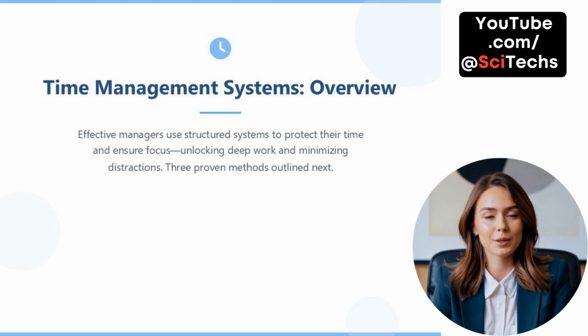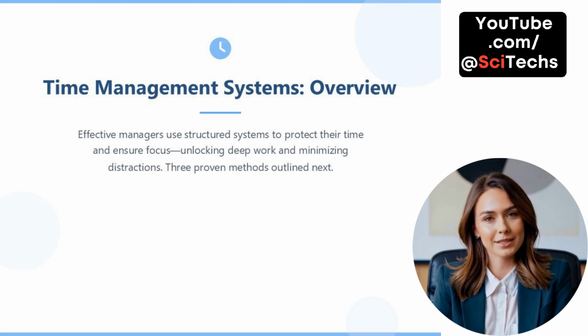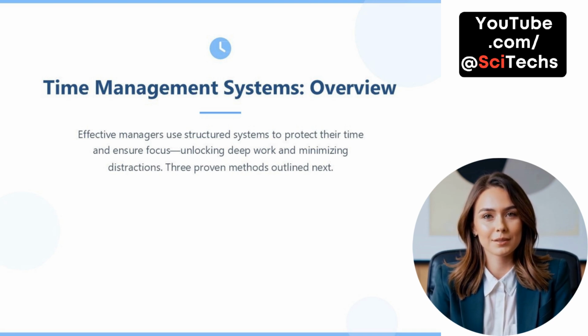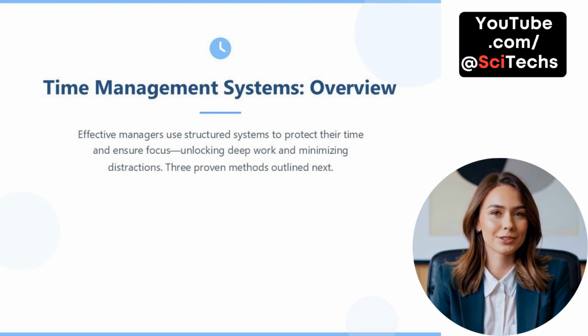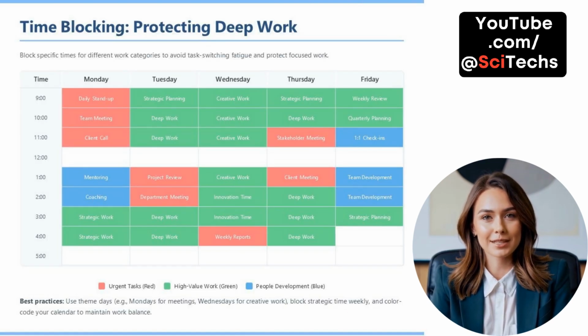In this section, we'll explore 3 proven methods. Each one is designed to help you take control of your calendar, focus on what matters, and carve out protected time for strategic, creative, or developmental work. Whether it's color-coded time blocking, prioritization matrices, or task simplification strategies, these systems allow you to reclaim control of your day. Without systems, time leaks. With systems, time compounds.